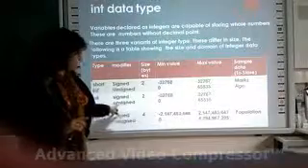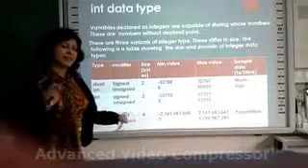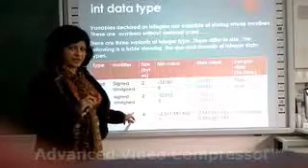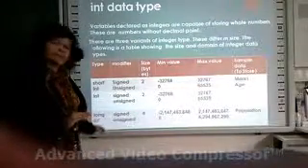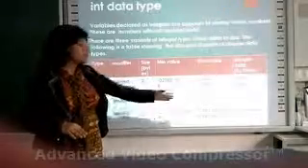In the same way, if I have unsigned int, unsigned means I cannot include the negative sign. In that case, the range increases. The minimum is 0 and the maximum is 65535. Long int can store data of such a huge range. Like I can store the population of a country in long int.